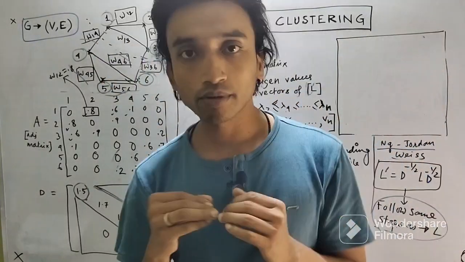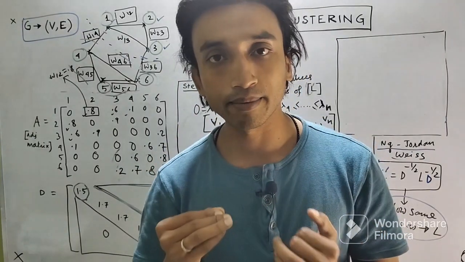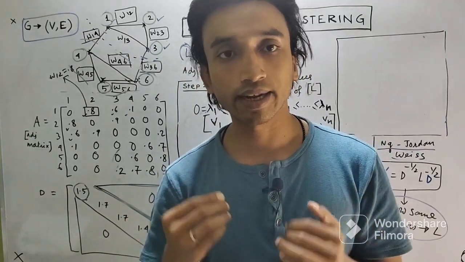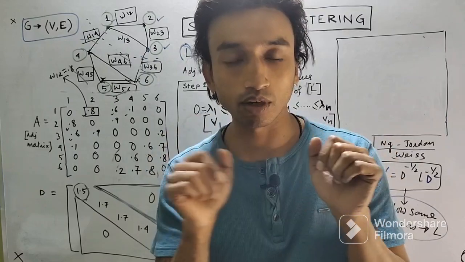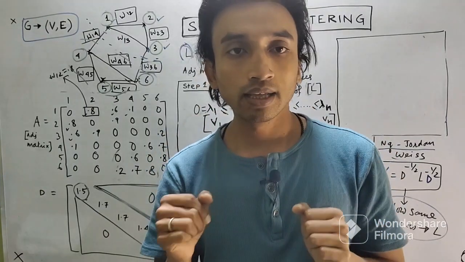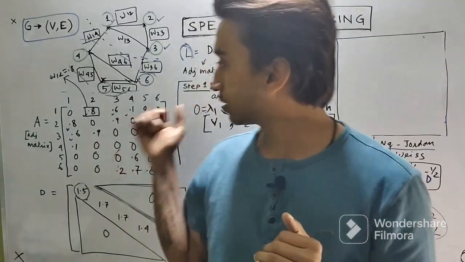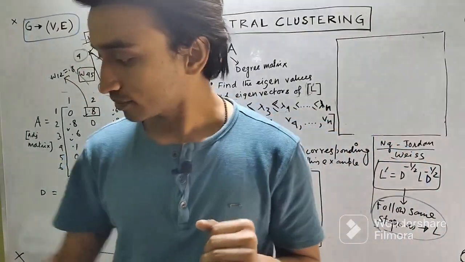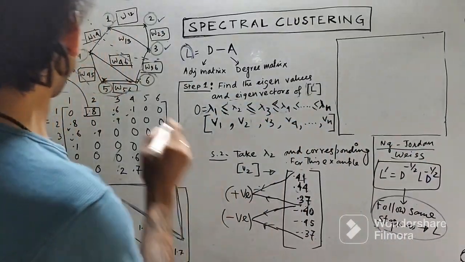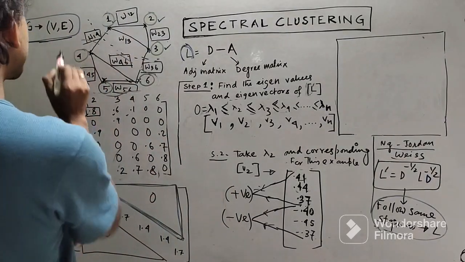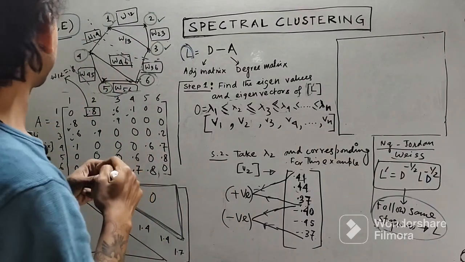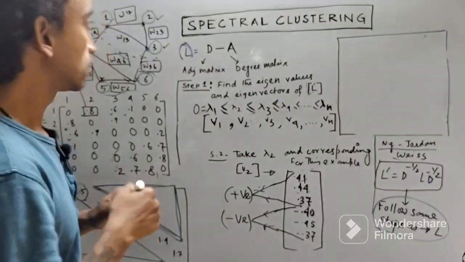You just have to know a little bit about linear algebra, eigenvalues and eigenvectors, just the basics of linear algebra. Then it will be pretty easy to understand spectral clustering. Okay, so what is a graph? A graph is basically a collection of vertices and edges.